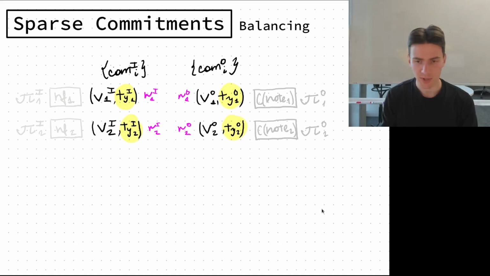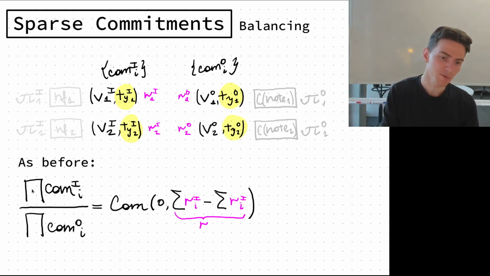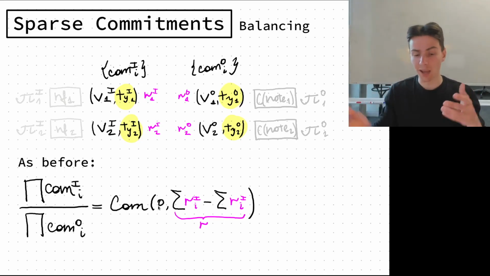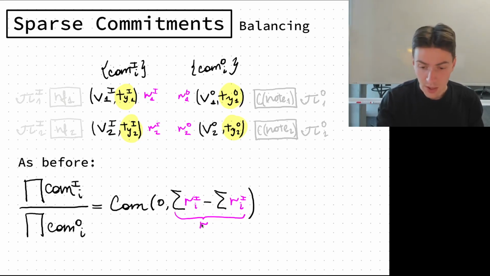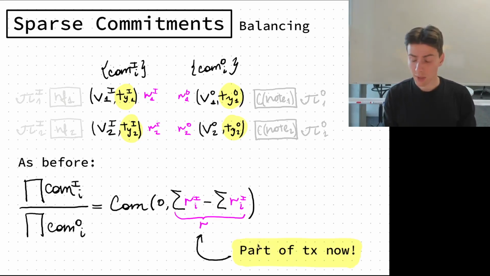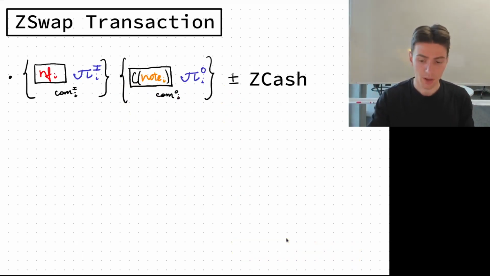Achieving balancing with this vector Pedersen commitment scheme is as easy as it was before. Essentially, we still have these values, but now also types, and the commitments to typed values. Then, as before, we just take the product of all the inputs and divide by the product of all the outputs, and we get a commitment to 0. It's a vector, so a vector of 0 for different types, and this joint randomness r. The difference is that r is now part of the transaction, and then we just open it, as we said before.